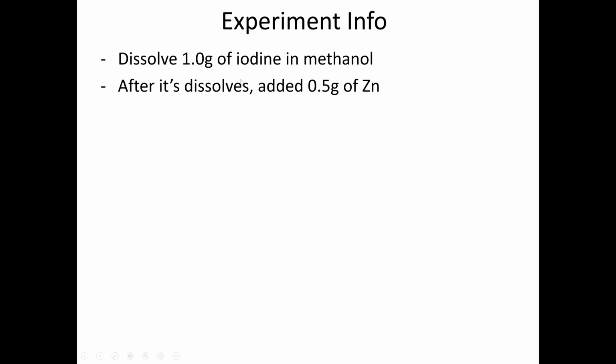So one other key note is it's better to dissolve the iodine first in the methanol and then add the zinc to it. So that's also a good experimental note. Dissolve the iodine first, then add the zinc to the Erlenmeyer flask.